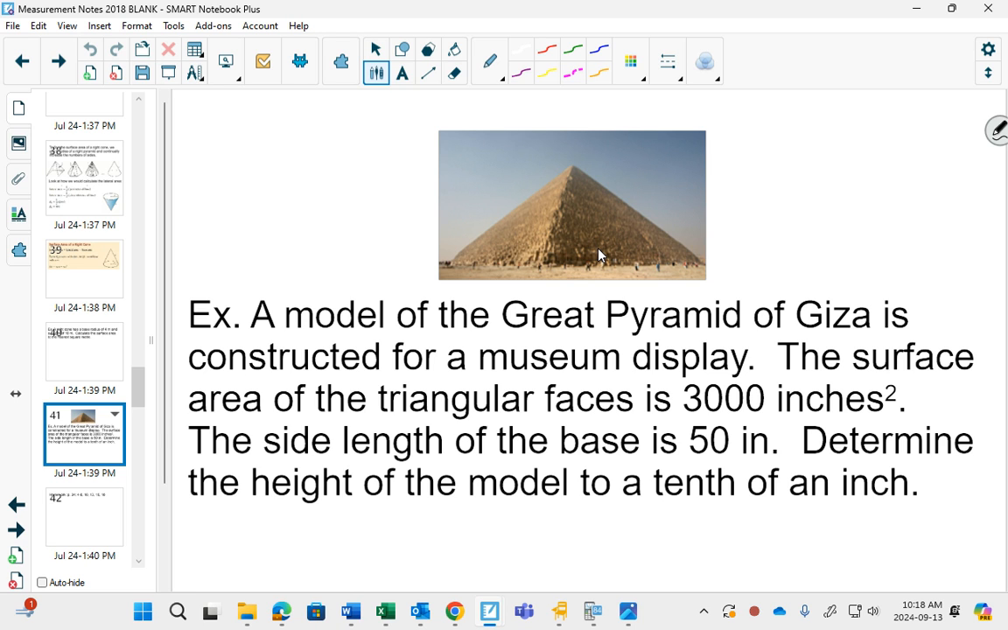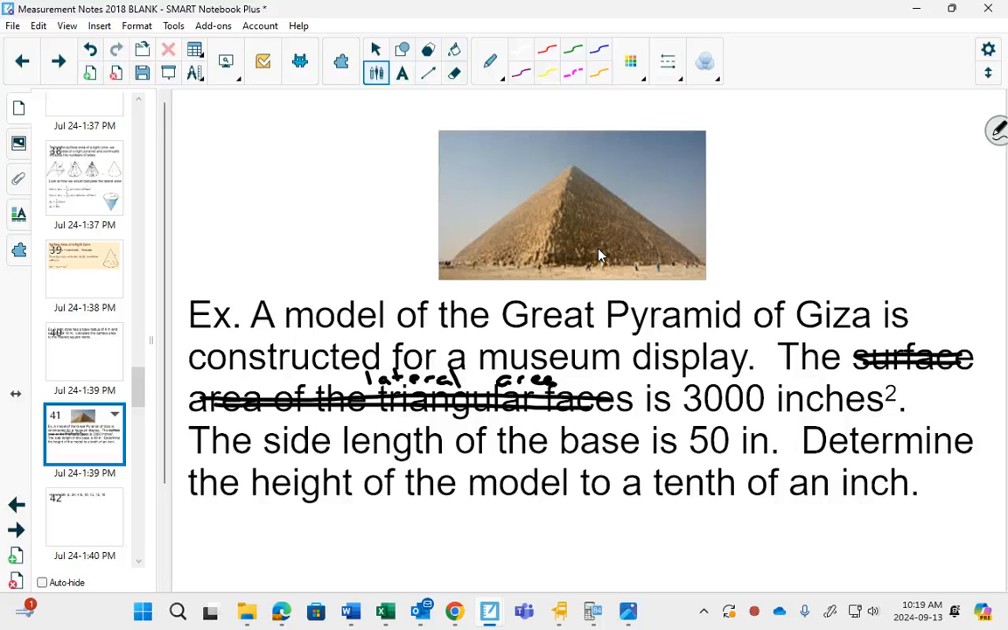So we made a model for a museum display. Now, it says the surface area of the triangular faces is 3,000 inches. I think to make that clear and to use our language, let's put a line through this. And we're going to just say the lateral area. One, because I want to remind you what lateral area is compared to surface area. The surface area of this pyramid would be all four triangles and the square bottom. A lateral area would just be the four triangles.